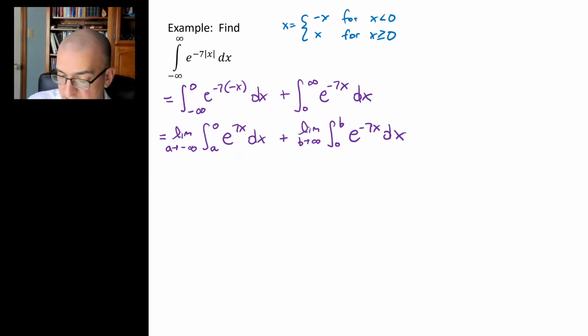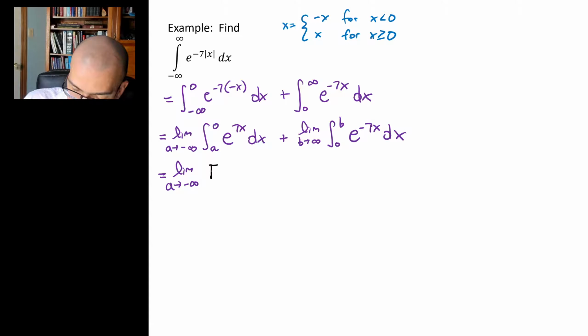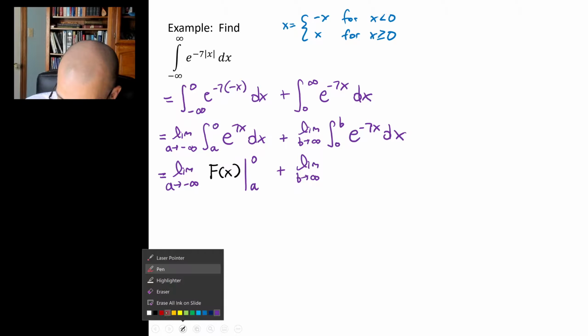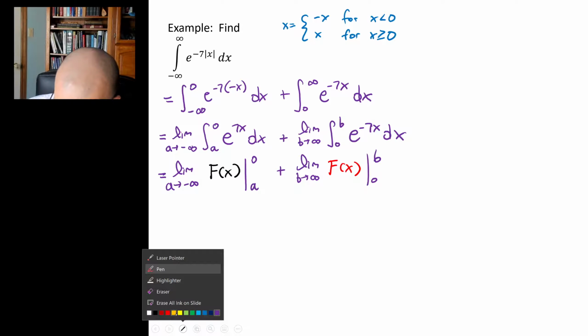Each of these will require substitution, so I'm going to say that this is going to be the general antiderivative capital F of x evaluated from a to 0. I will take a limit of that, plus the limit as b approaches infinity of the general antiderivative, I'll use a different color, capital F of x evaluated from 0 to b. And then I'll calculate those off to the side.